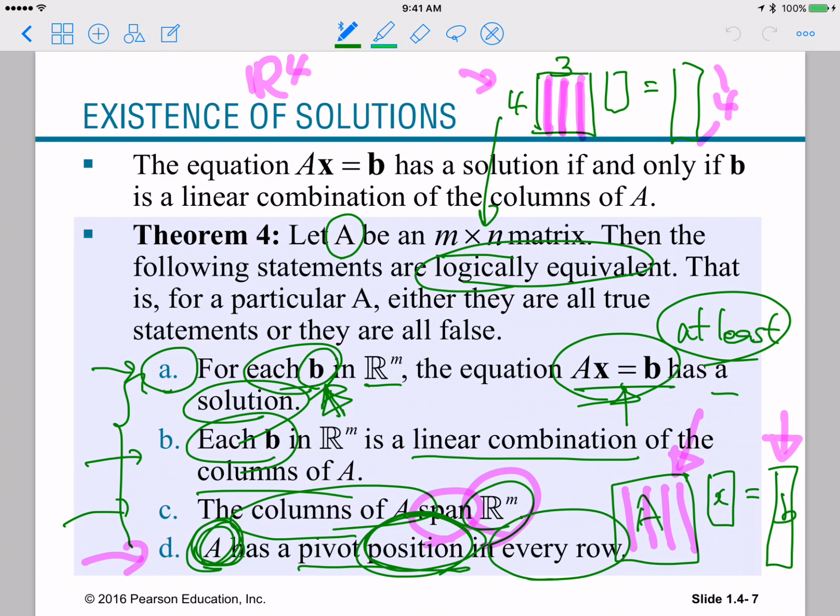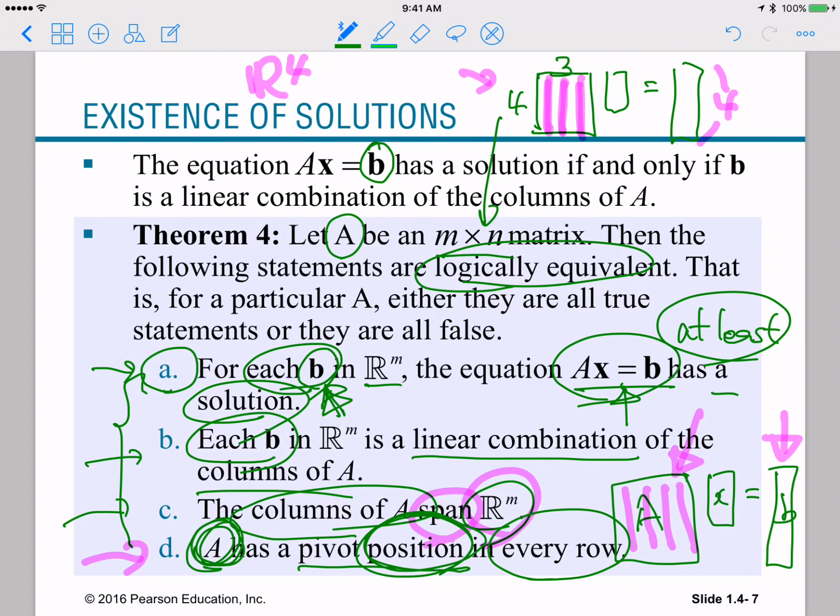Okay, so last time, exactly a week ago, we were studying this theorem 4. Let's try to remember what we learned about this theorem. We are handling the situation where our vector b in our linear system can be any vector.